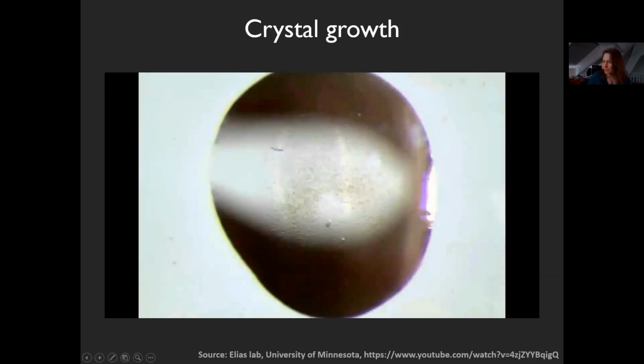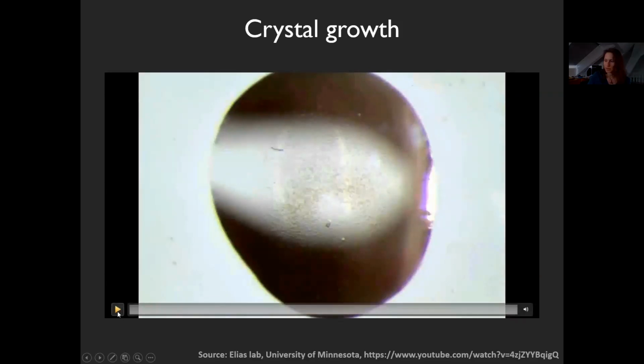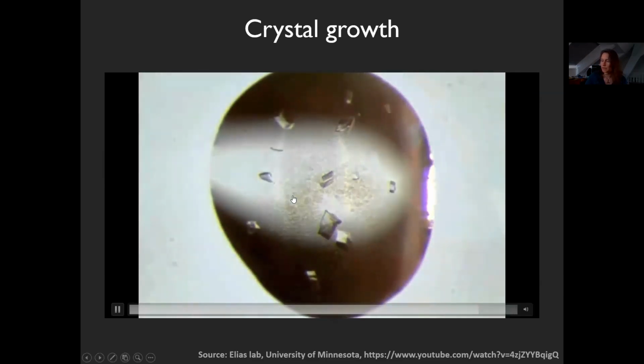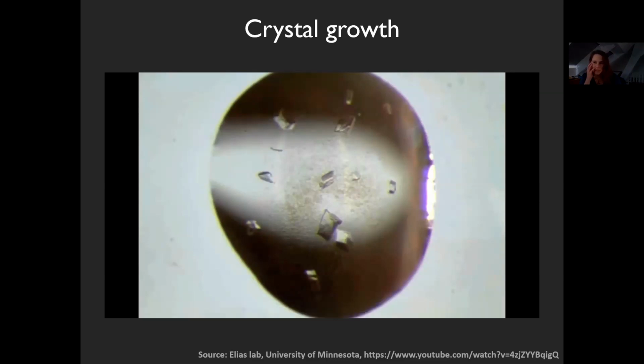So here's a video that shows crystal growth from the Elias lab at the University of Minnesota. These are 8 hours, and the drop is approximately 2 millimeters in diameter. And you can see that crystals are forming. You can also see a little bit of precipitate in the middle that was there from the very beginning. And here you go, some crystals have formed. Now, whether these crystals are good or not remains to be seen.